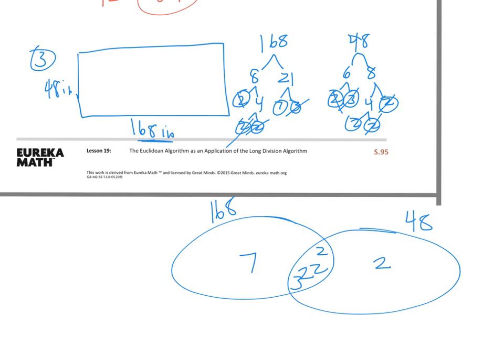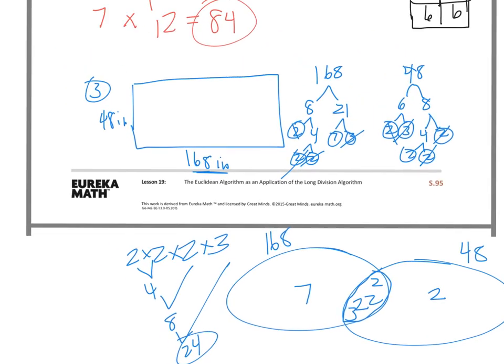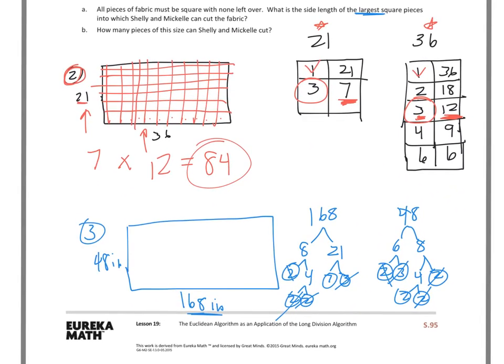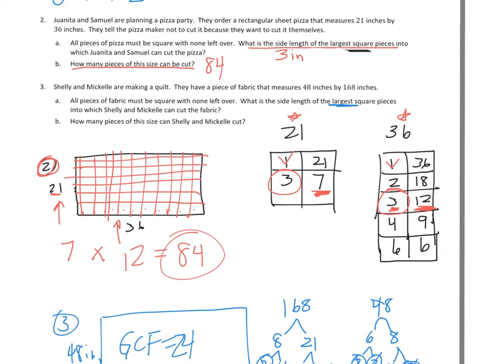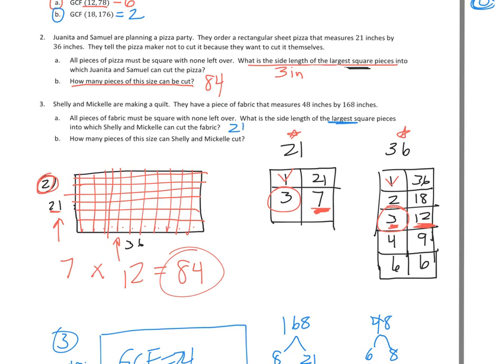So when I multiply inside of there to get my greatest common factor, I'm going to multiply all the ones that they share. So I have to do 2 times 2 times 2 times 3. 2 times 2 is 4. 4 times 2 is 8. 8 times 3 is 24. So my GCF, or greatest common factor, is 24. And I'll write that up above. It'll be 24 inches. That's the side length of the largest square piece.